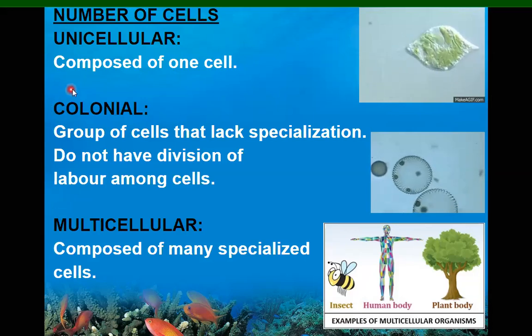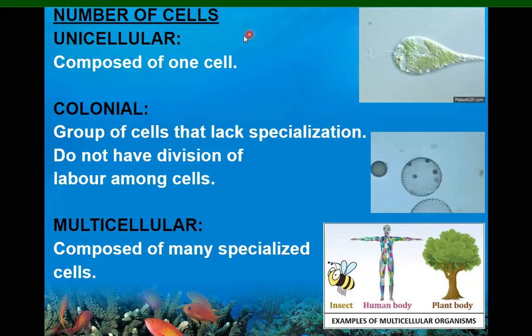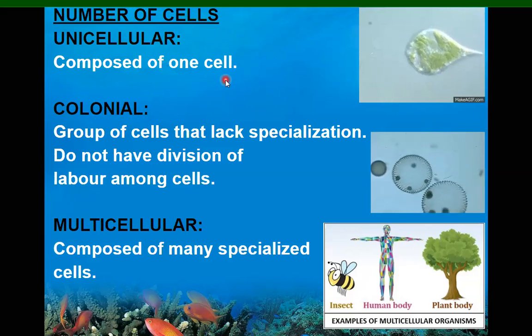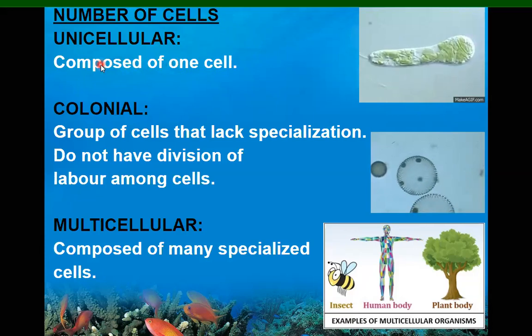For example, all the unicellular organisms which have the characteristics of a single cell and perform all their life activities can be studied under the heading unicellular, and their characteristics can be observed easily. Similarly, colonial organisms can be categorized into these categories. So categorization is very important, classification is very important.